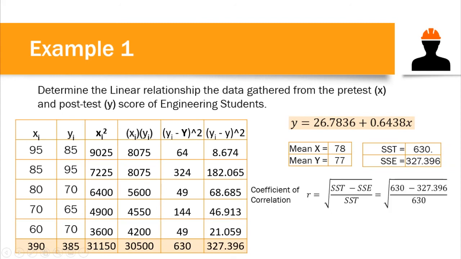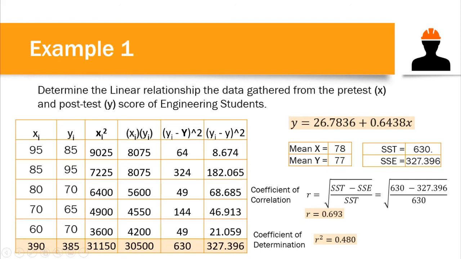So we substitute all the values. This would give us a coefficient of correlation of 0.693. As you can see, we have above average correlation, or not too strong but not too weak correlation. And we have the coefficient of determination, which is just the square of the coefficient of correlation, and that is the square of 0.693, which is equal to 0.480.